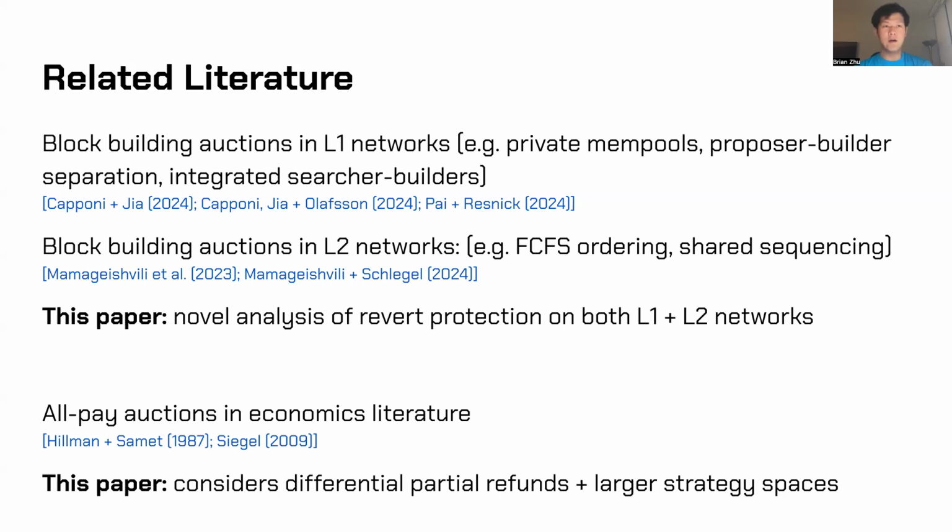through our unified model. And with regards to the classic economics literature, our auction that we use is a common value all pay auction. And our paper sort of expands in this area by considering differential partial refunds by splitting the refund rate on the base and gas fee, as well as larger strategy spaces for the bidders.